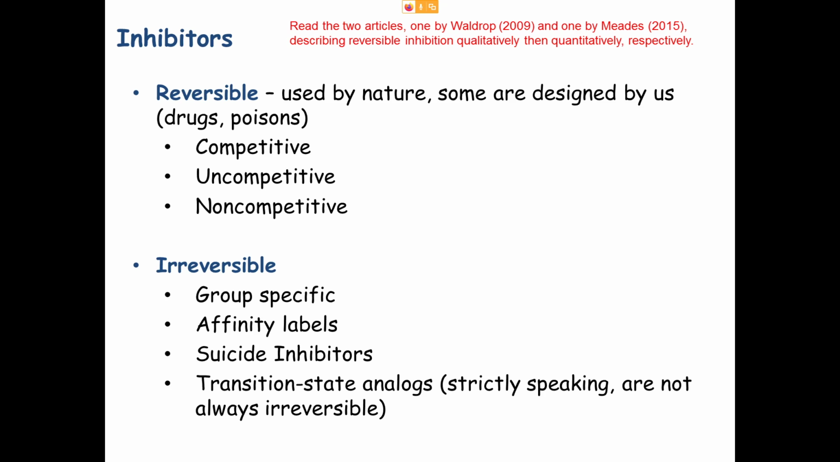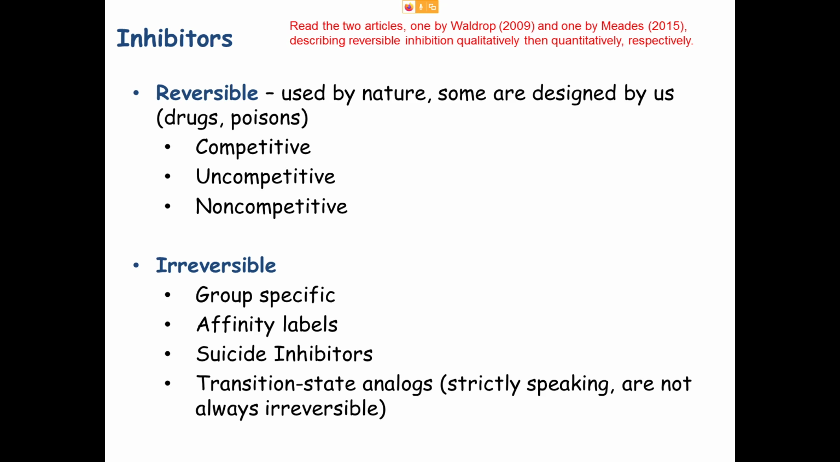Whereas with reversible, it's a trade-off. If I bind to my target enzyme and I'm a reversible inhibitor, right now that inhibitor is inhibiting the enzyme. It can't function. But I will eventually dissociate. And that enzyme will work again, but I can go and bind it again if I need to, or another copy of it. So I'm reusable.